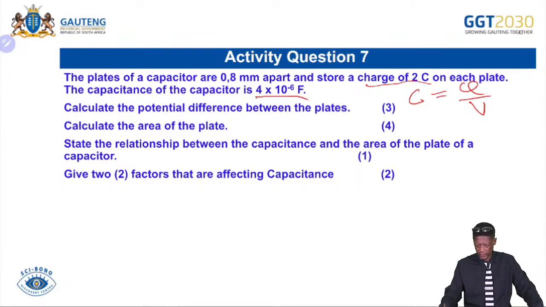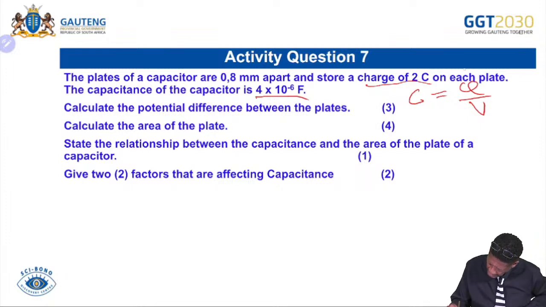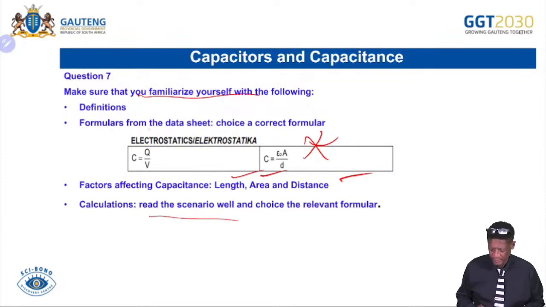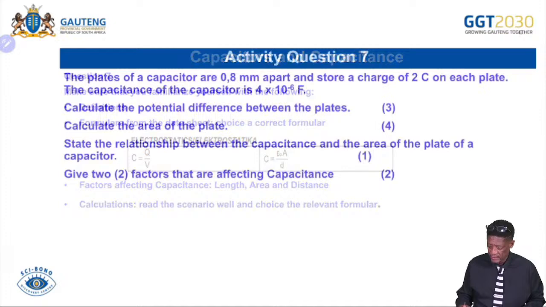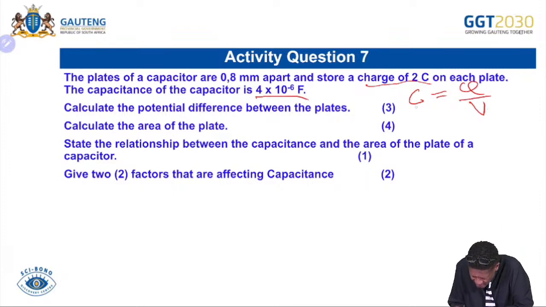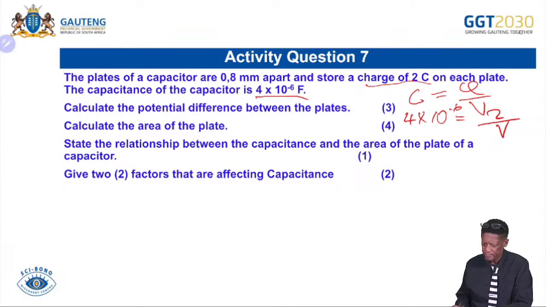Charge over potential difference. Now, out of this, they want you to calculate this one. This is the formula that you got from here, right? They want you to calculate the potential difference, which is V. Don't manipulate the formula. Calculate it as it is. You are given the capacitance of the capacitor, which is 4 times 10 exponent 6, equals 2 over V. We are given the charge, which is 2.